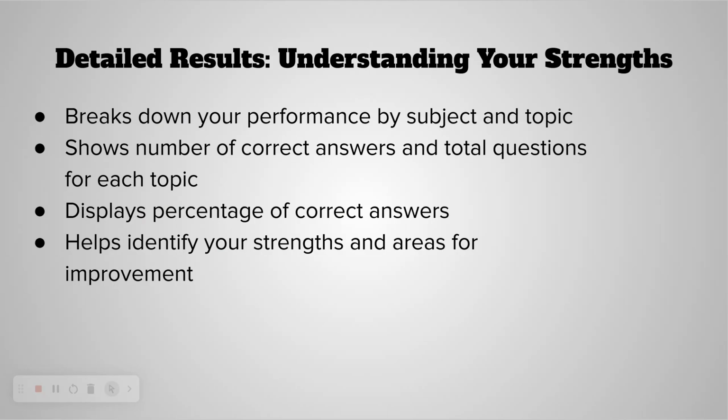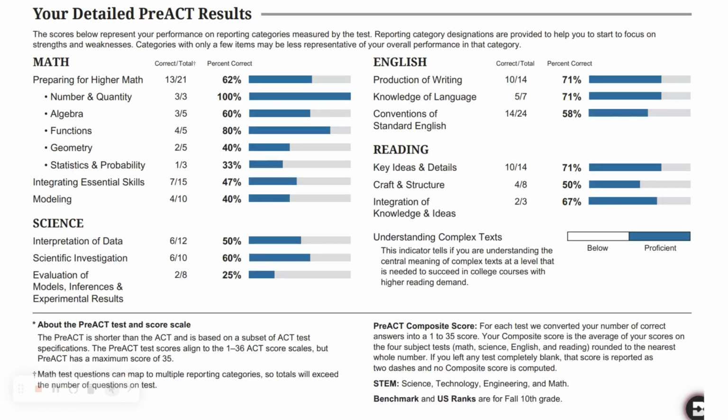All right, so the next piece that we want to focus on is those detailed pre-ACT results. So we're looking at the bottom half of that first page. This breaks down your performance by subject and topic. It shows the number of correct answers you got and the total number of questions for each topic. It displays a percentage of correct answers. And this section is really going to help you identify your strengths and areas that you might need to improve.